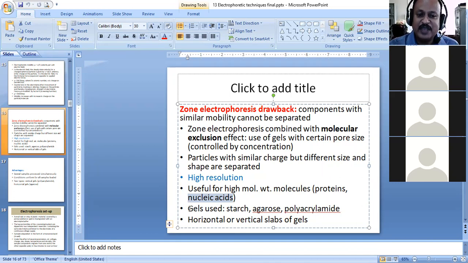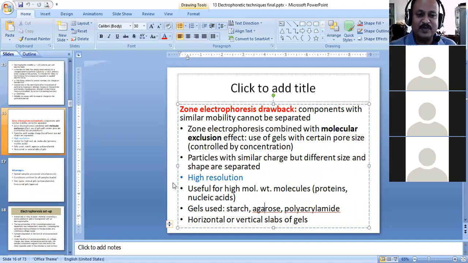What are the gels that we can use? There are at least 3 different types of gels. For example, starch gel, we can use agarose gel, and we can also use polyacrylamide gel. Then we can perform the electrophoresis in 2 different formats. One is called the horizontal format and the other is called vertical electrophoresis.